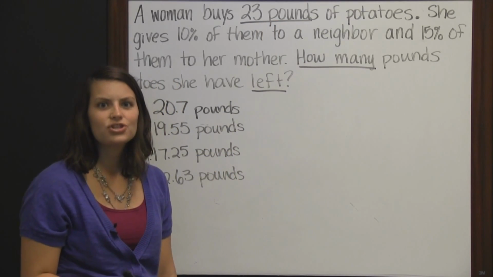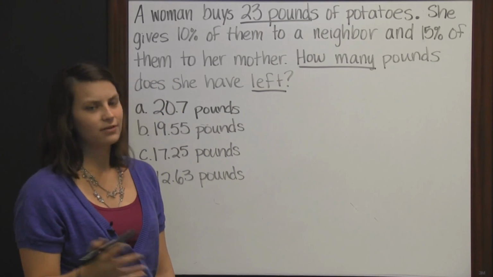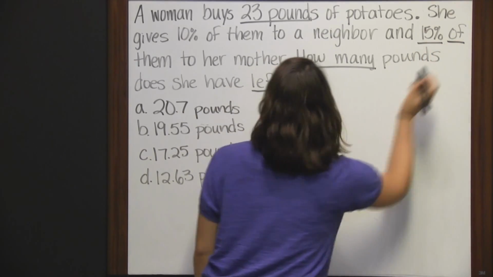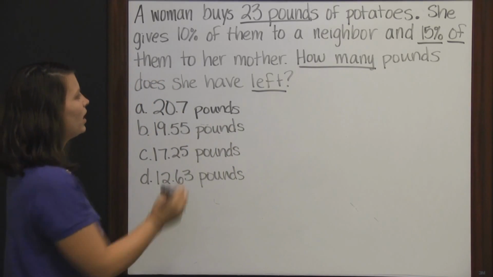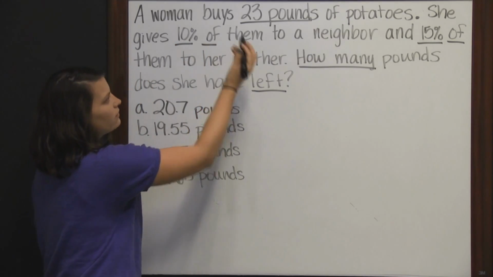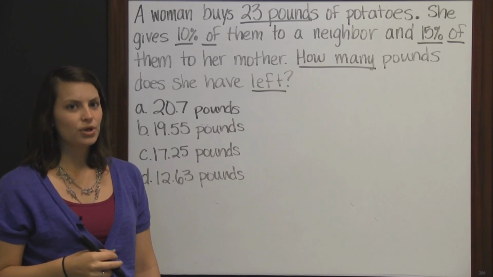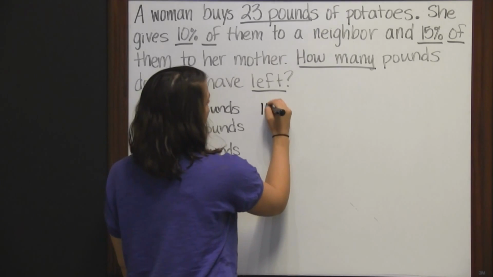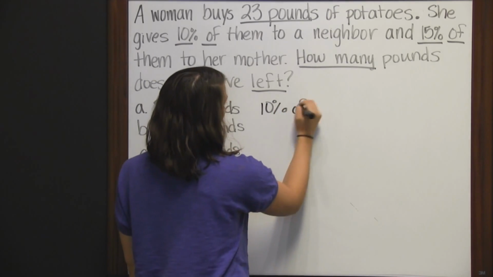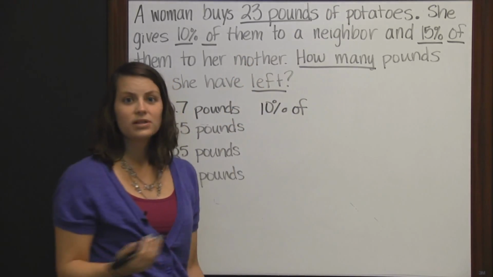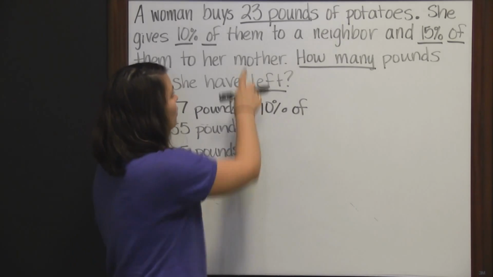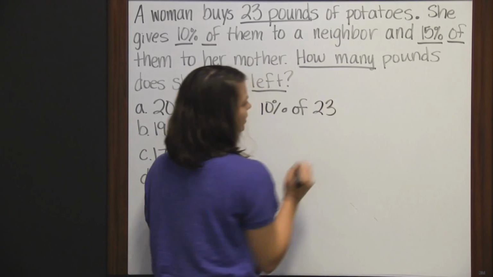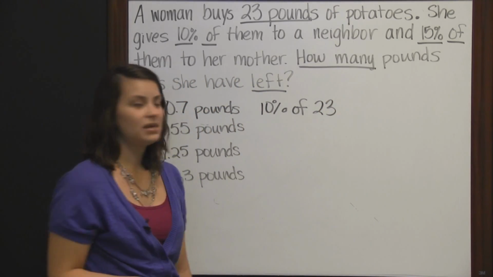But it doesn't tell us she gives 2 pounds away to this person and 4 pounds away to this person. They tell us what percent of 23 pounds is given away. And again, what percent of the 23 pounds is given away. So we need to figure out how many pounds that is. So let's start with 10% of, and it says of them. And what does them refer to? Well, it refers back to the 23 pounds. So it's 10% of 23 pounds. Of means to multiply.